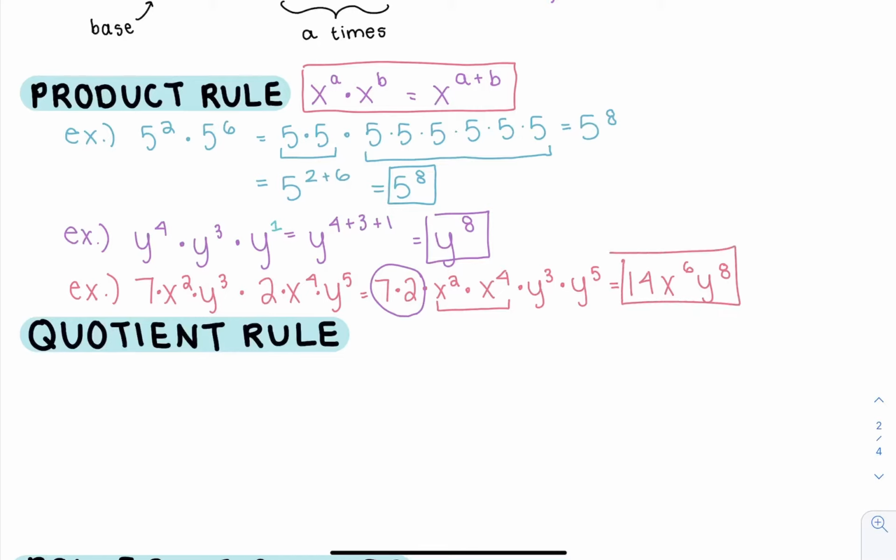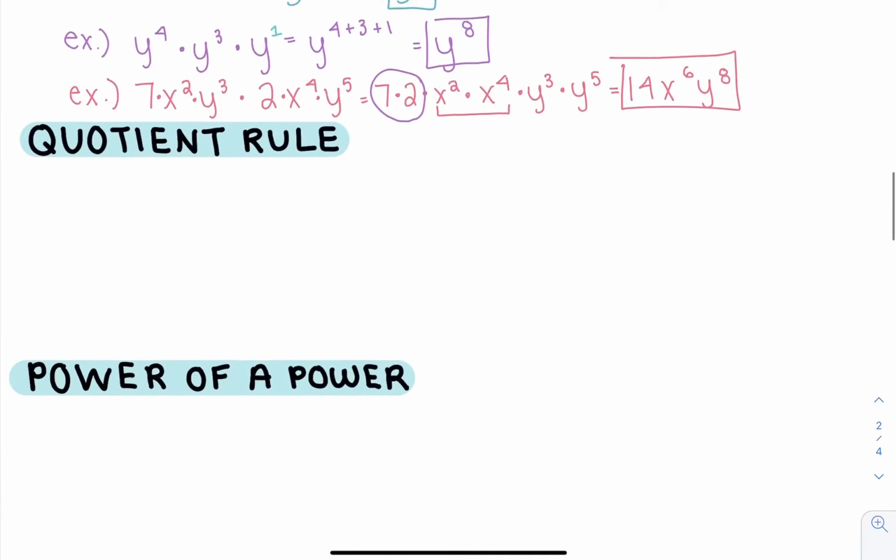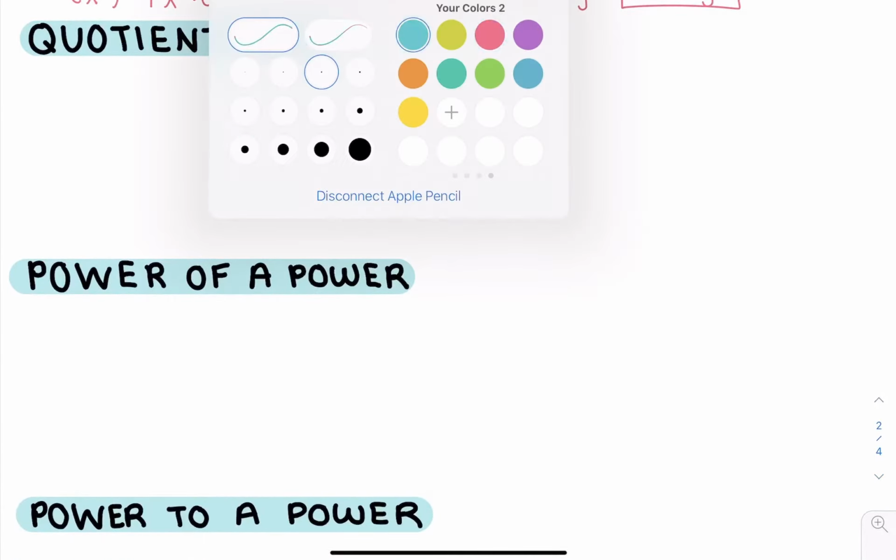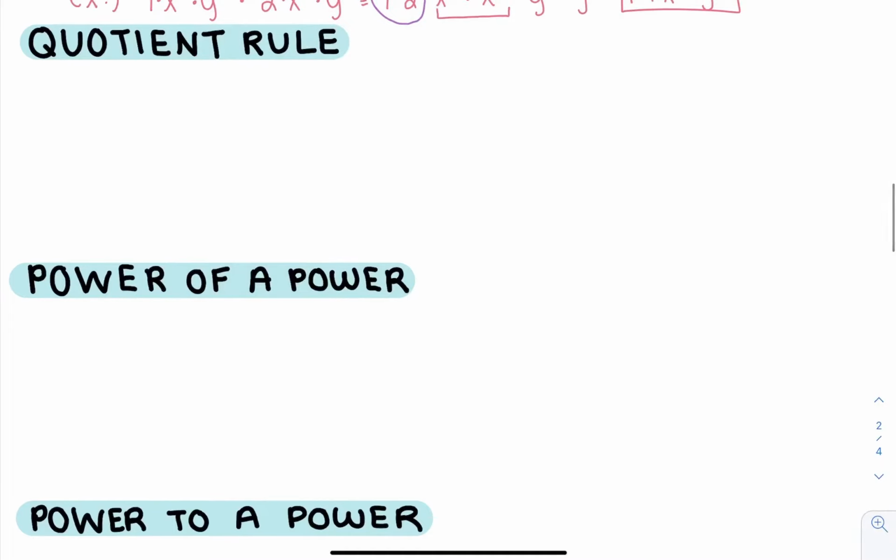Now, next up, we have the quotient rule. So remember, quotient means division. So here's our rule. If we have x to the a divided by x to the b, we actually end up with x to the a minus b. So if you're dividing, you're really subtracting. So let's try an example.